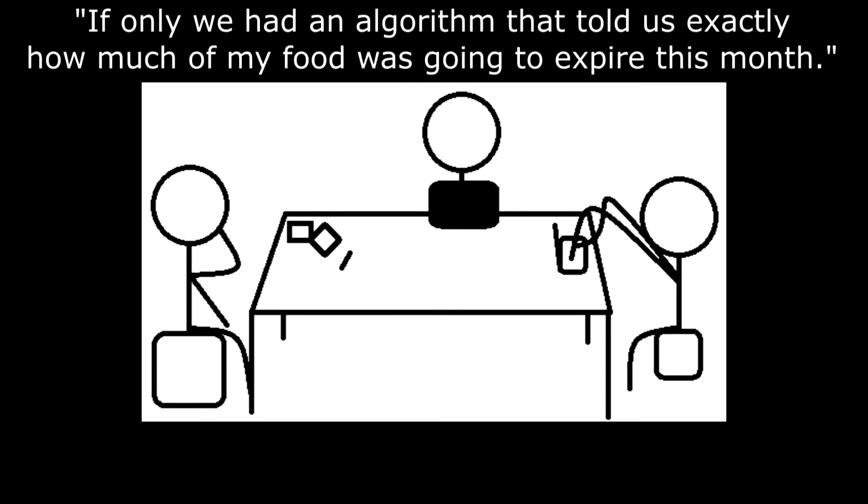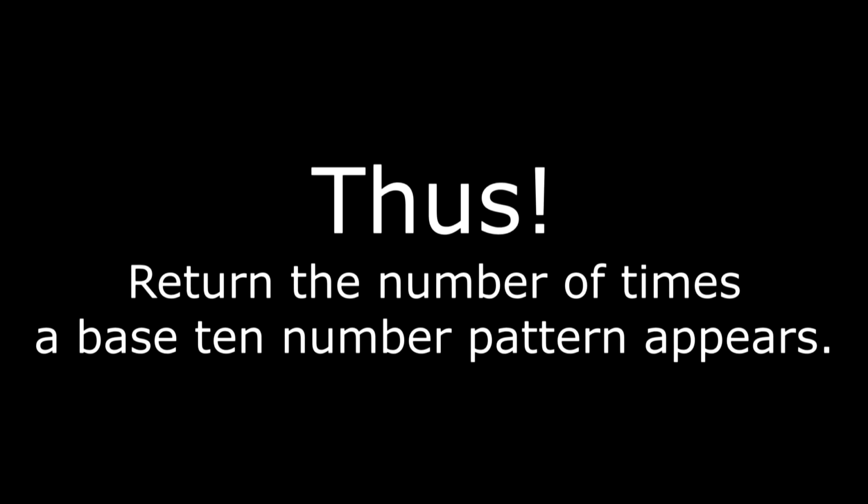If only we had an algorithm that told us exactly how much of my food was going to expire this month. Thus, we developed an algorithm that can return the number of times a base 10 number pattern appears in an array of integers. You can just imagine the applications for this. Perhaps you could use it to count the number of days last year which had no precipitation, times a student ID appears in an attendance database, or fans your GarageBand has of a specific age.